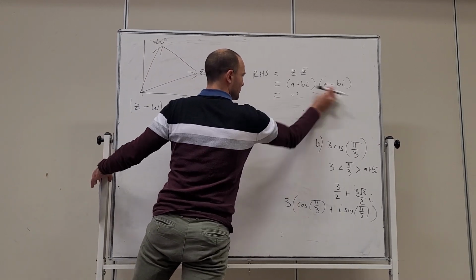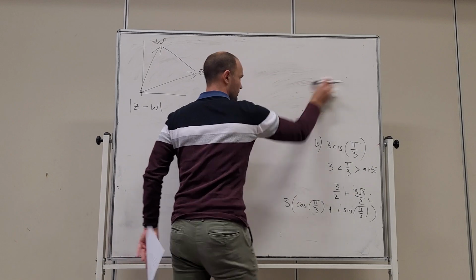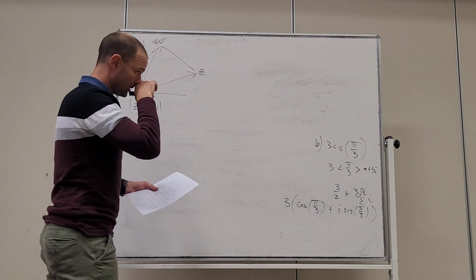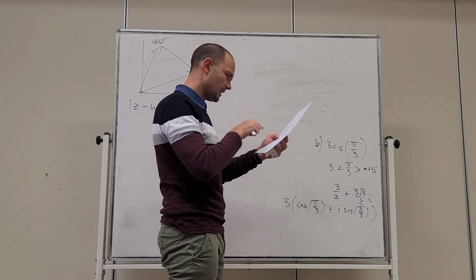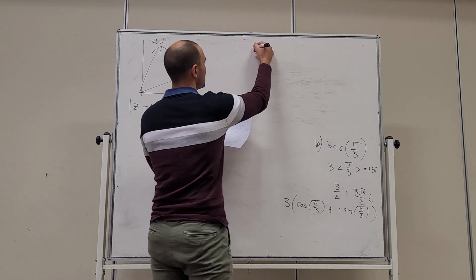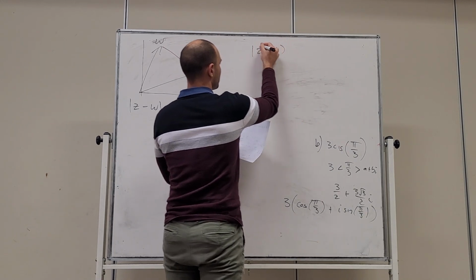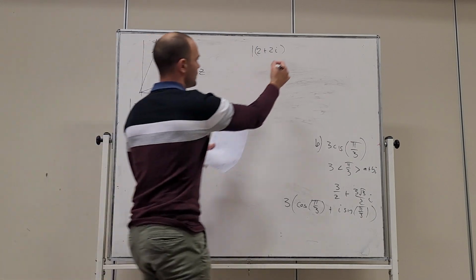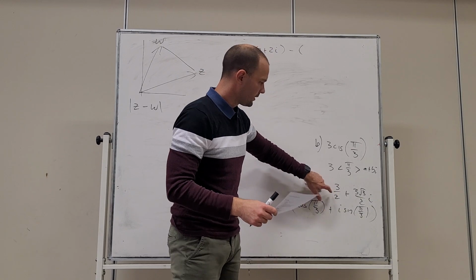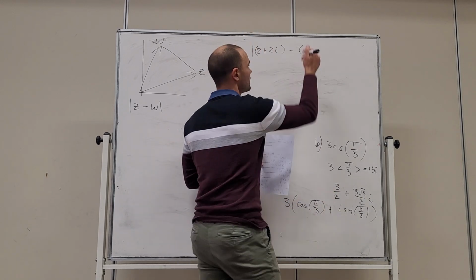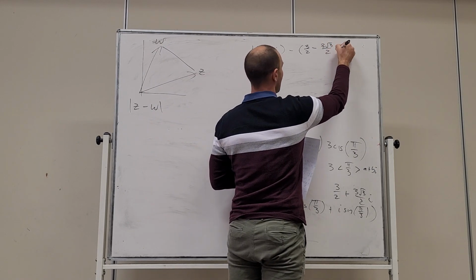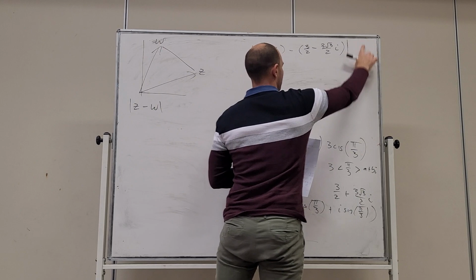Let's recap how we would do it manually, and then we'll plug it in our calculator, because I don't think it turns out too nicely. So z is 2 plus 2i, so I'm going to have the modulus of 2 plus 2i, the modulus of z take w. And w, when we convert it to Cartesian form, is 3 on 2, take 3 root 3 on 2 i, and then the modulus of that.